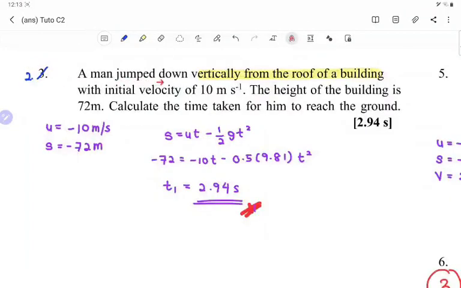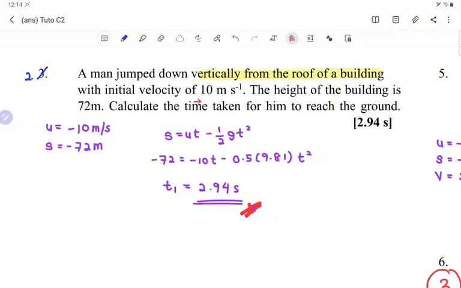Okay, number two, a man jumped down vertically from the roof of a building with initial velocity of 10 meter per second. The height of the building is 72 meter. Calculate the time taken for him to reach the ground. Okay, so ada seorang lelaki, dia terjun daripada bumbung bangunan secara vertikal. Dan dia ada initial velocity iaitu 10 meter per second. Kalau yang nombor 1 tadi, buku tu dia di-drop kan, jadi U dia adalah kosong. Tapi sekarang ni soalan bagi tahu, the man jumped down with initial velocity 10 meter per second. So, dia dah ada initial velocity.